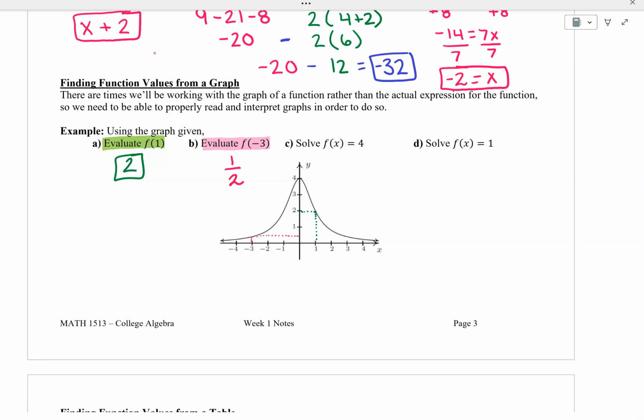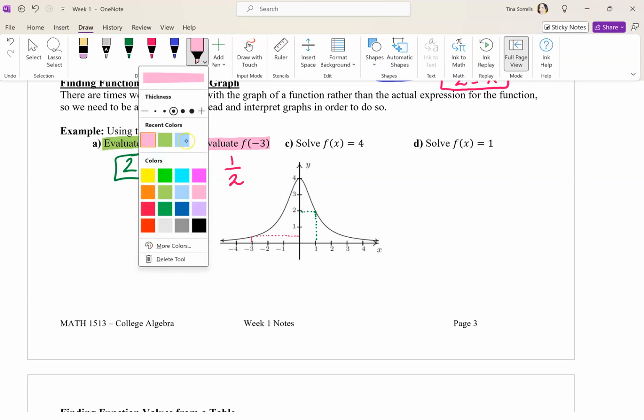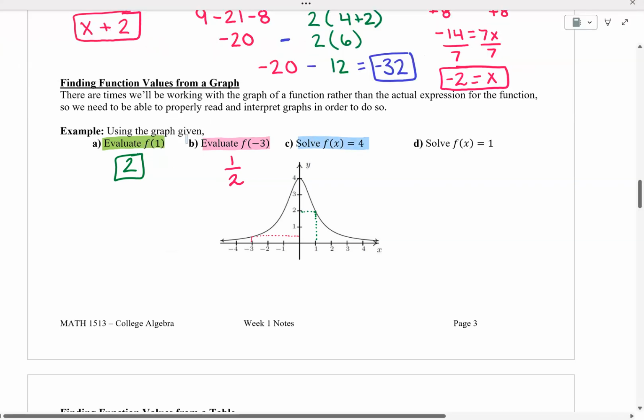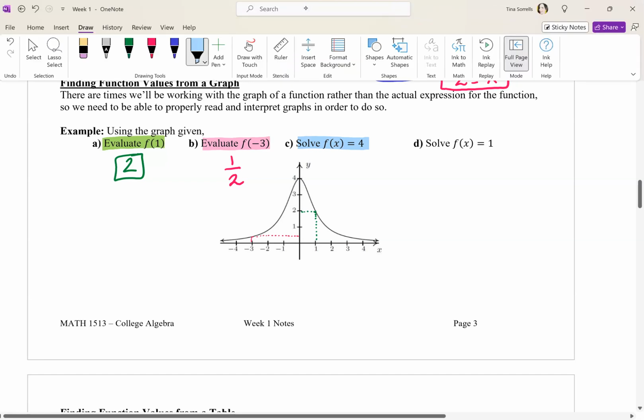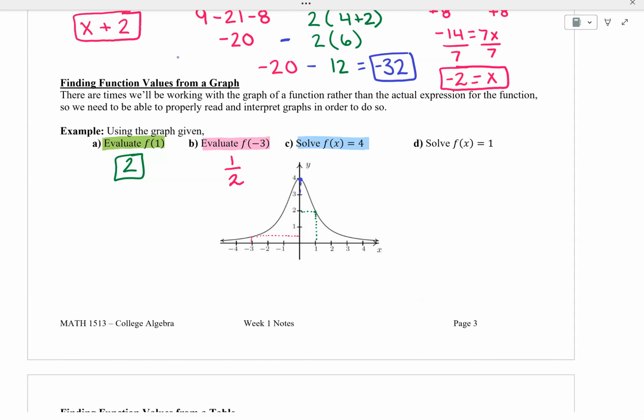Okay, now notice the next one, it switches. So this time it's saying that f of x is a 4. So we're actually having to figure out the x value for it. So here's the 4. Well, what would be the x value that would give that to you? Well, come down here to the x-axis. It means 0 gave it to us.